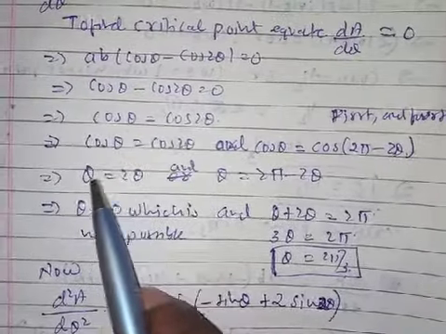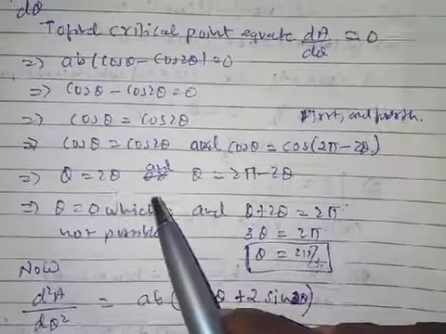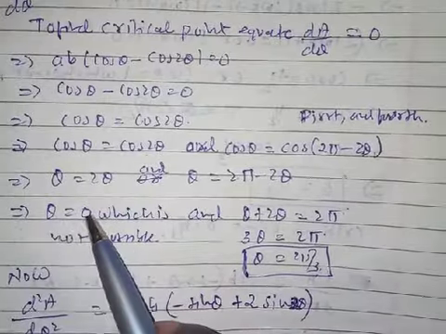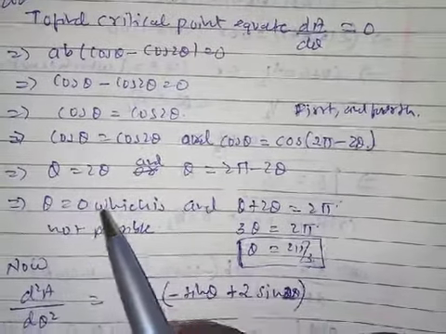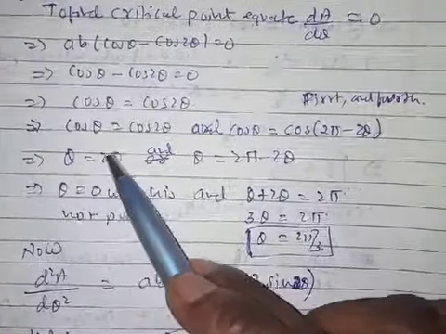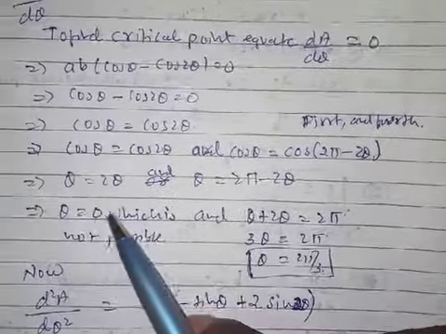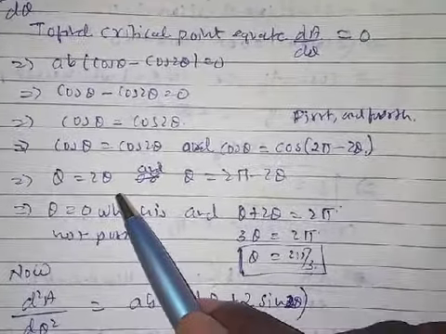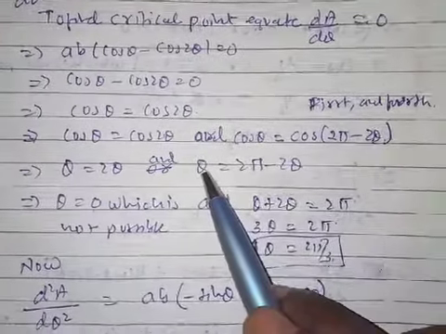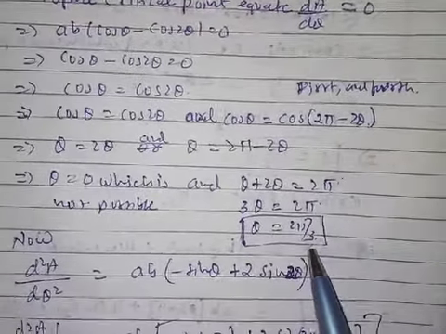If we take the inverse on both sides, theta is equal to 2 theta, so theta is equal to 0, which is not possible. You can write directly that it is not possible. Now, cos theta is equal to cos(2 pi minus 2 theta), so theta is equal to 2 pi minus 2 theta. So you will get theta value equal to 2 pi by 3.